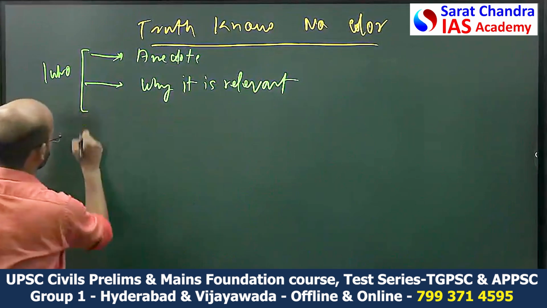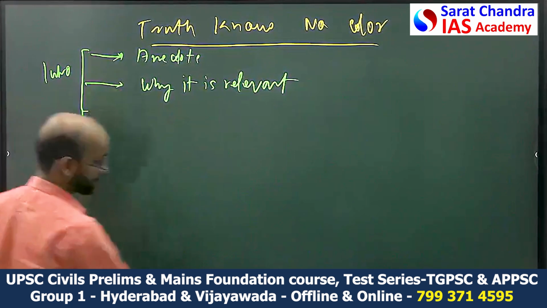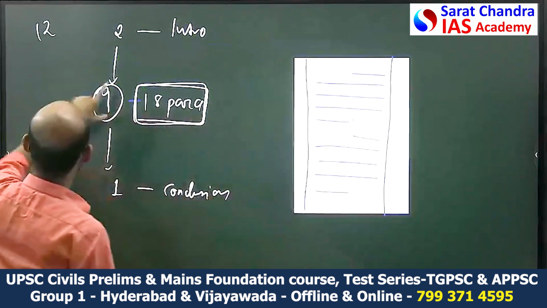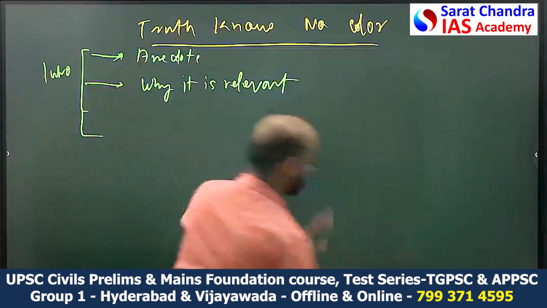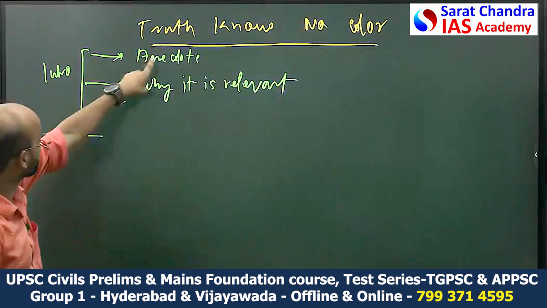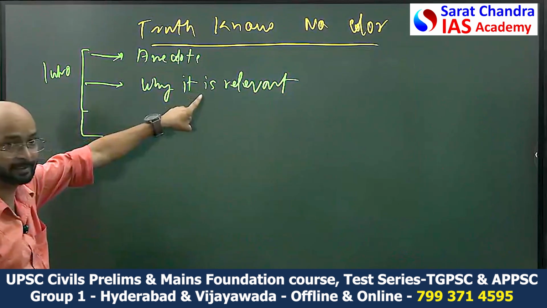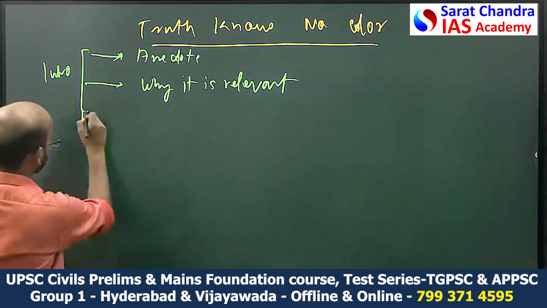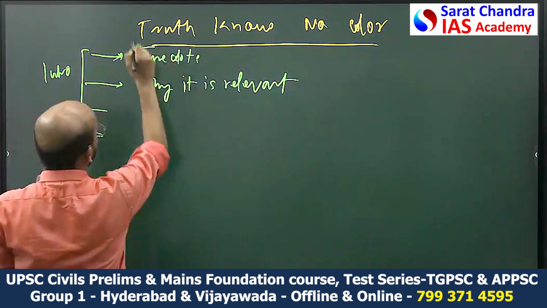Next, two paragraphs, because I have to write 2 pages. How many pages? 2 pages for the intro. That means I need 4 paragraphs. 1 paragraph anecdote, 1 paragraph why it is relevant. Then in the remaining 2 paragraphs, what I talk about is the truth.